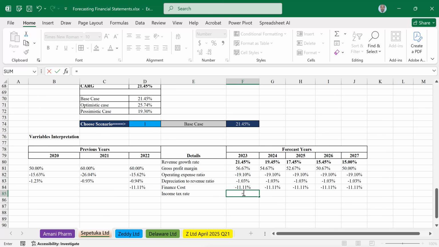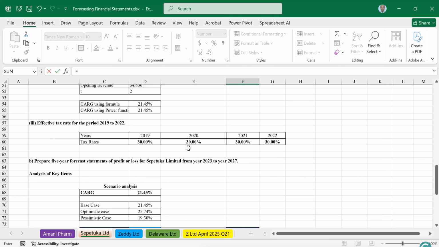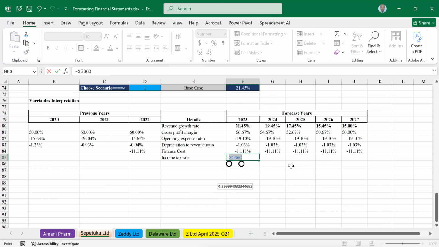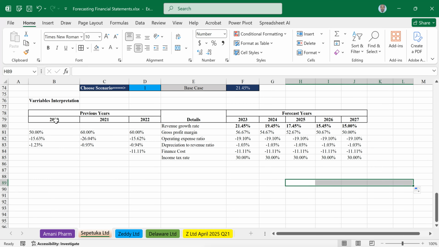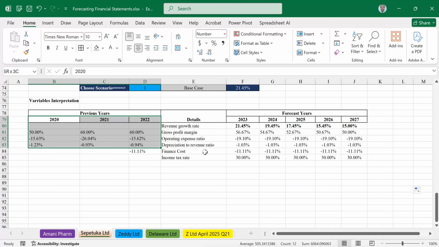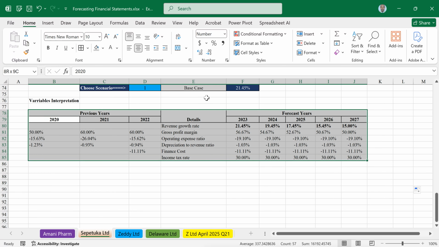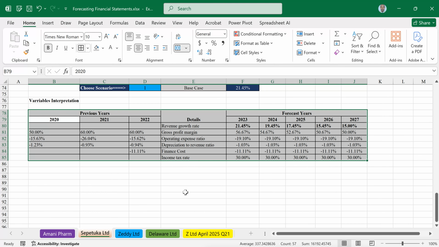You can see the historical effective tax rate. You can click on any, even the 2022 and lock, because the historical one is 30, 30, 30. Then convert that to a percent, to decimal, then drag across. We are going to get that as our final answer in this. So it's 30 throughout, and we are done with that interpretation of some key variables.